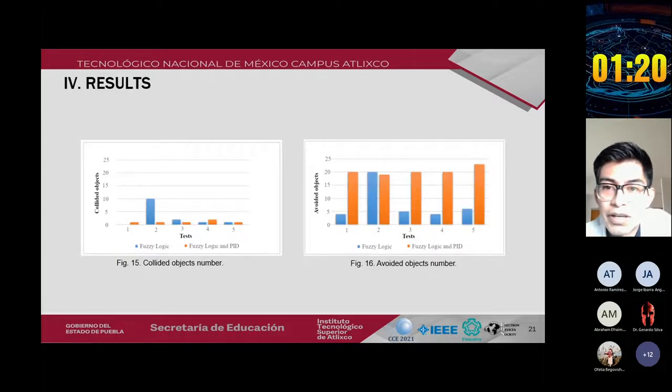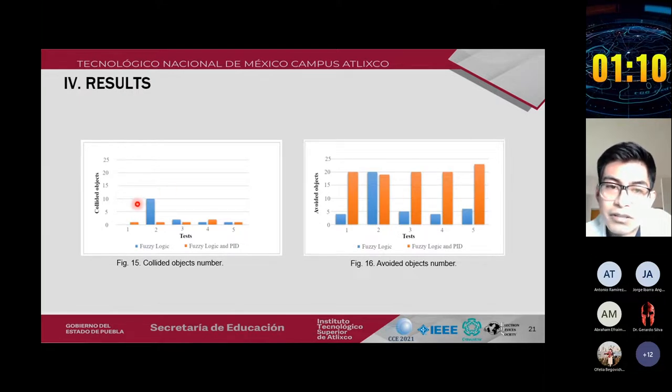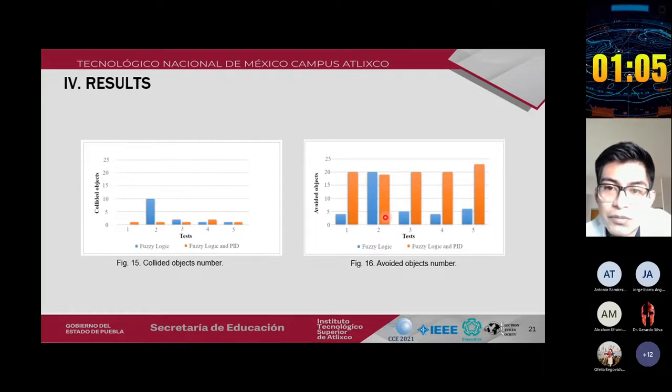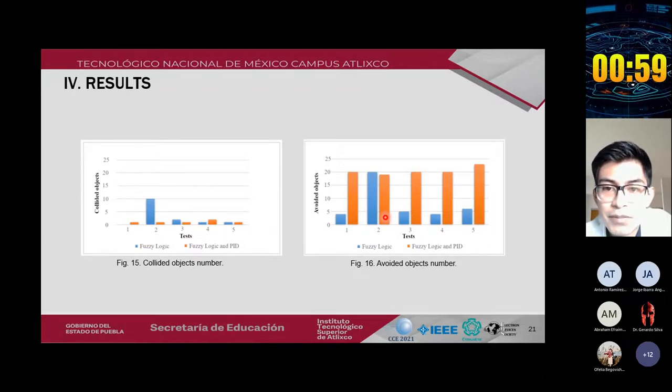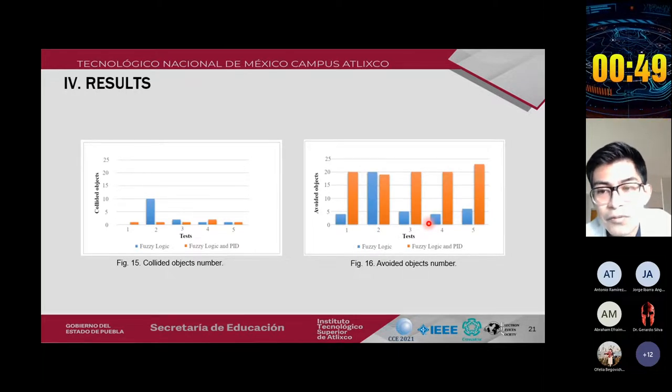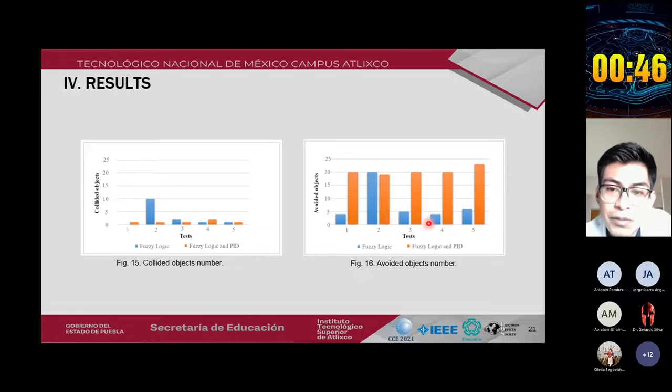Additionally, five tests were developed in which the proposed system was compared against a system that only implements fuzzy logic and an on-off controller. The tests were performed under the same conditions for both systems. The execution time of each test was approximately 1 minute. The objects that the robot was capable of avoiding and the objects that the robot was not able to avoid while moving freely in its environment were counted.